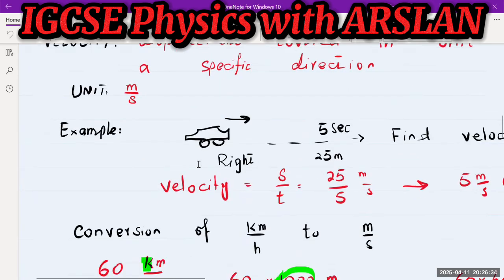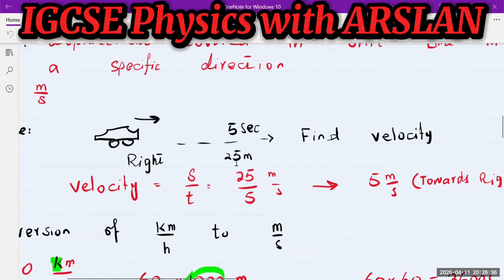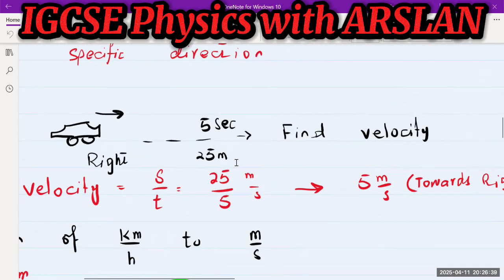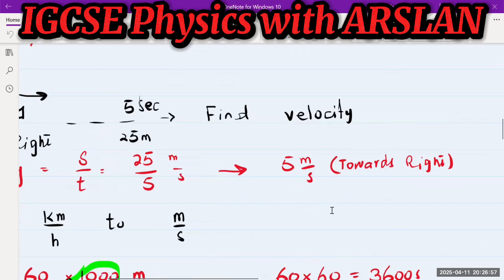per second. Let's assume the same example. In this example, we have to find the speed. The speed is equal to distance over time. If this car covered 25 meters in 5 seconds, what is the velocity if the car is moving right? So what will you write? You will write the direction with the answer. So the answer is 5 meters per second towards right.